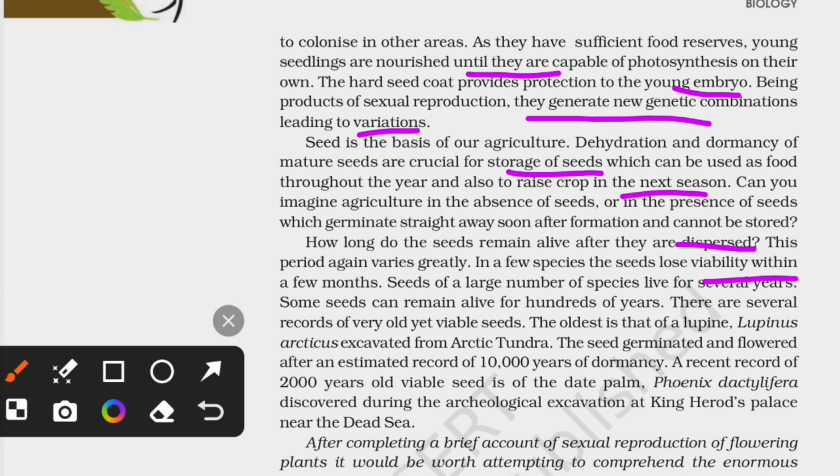The oldest is that of Lupinus arcticus excavated from Arctic tundra. The seed germinated and flowered after an estimated record of 10,000 years of dormancy. A recent record of 2,000-year-old viable seed is of the date palm Phoenix dactylifera, discovered during the archaeological excavation at King Herod's palace near the Dead Sea.